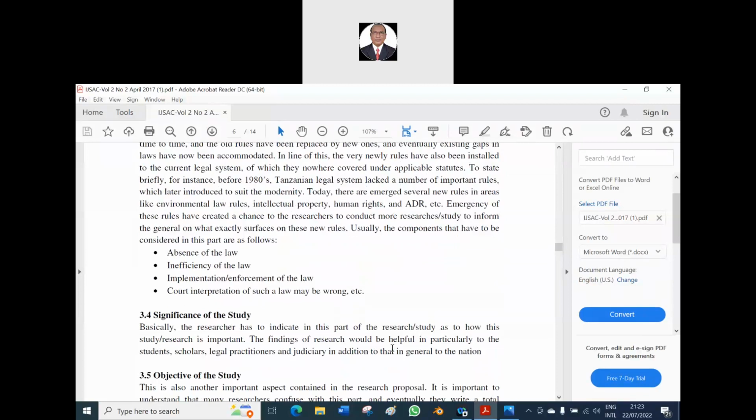So that is the statement of the problem, where the four components should be present. The first component is absence of law, or the law is there but it is inefficient. Or the law is there and everything is in place, but the implementation and enforcement are poor. And the next is what the court will decide, whether it is wrong or right, whether it is against the constitution, the law of the land, or not. If any law contravenes the constitution of any country, then it is null and void. So that is the way we can make out a statement of the problem.